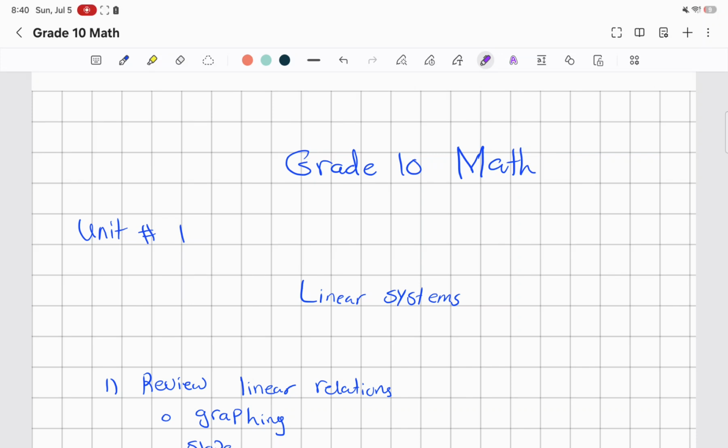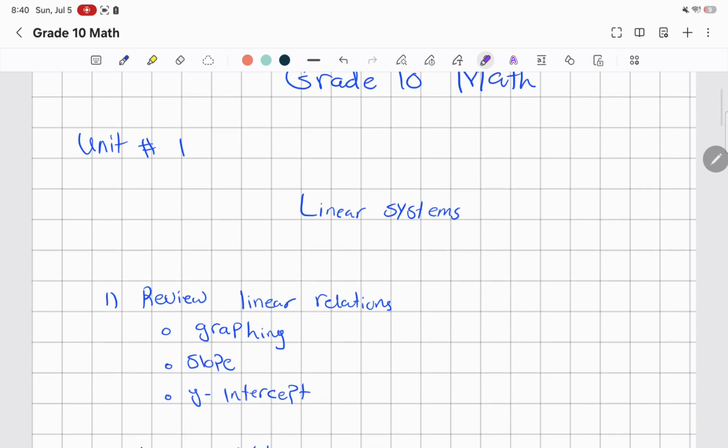Good morning, everyone. In today's class, we'll be starting a new subject, which is grade 10 math. We'll start off with Unit 1, and Unit 1 will talk about linear systems.